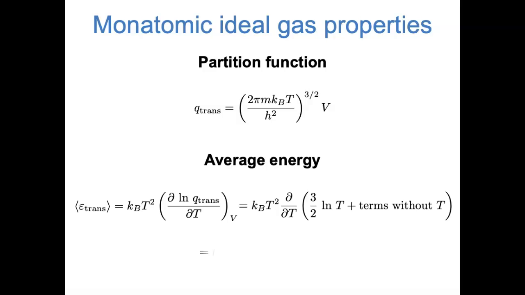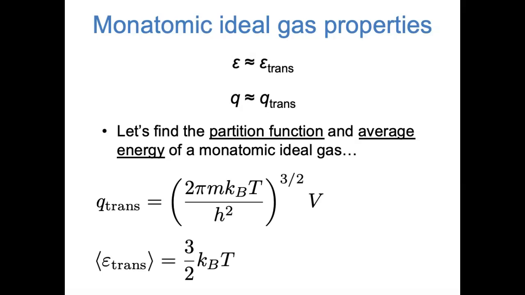So in the next step, we can say that the partial derivative of ln Q with respect to temperature is 3 over 2T, and when we combine the temperature terms, we can say that the average energy of a monatomic ideal gas atom is 3/2 kBT.